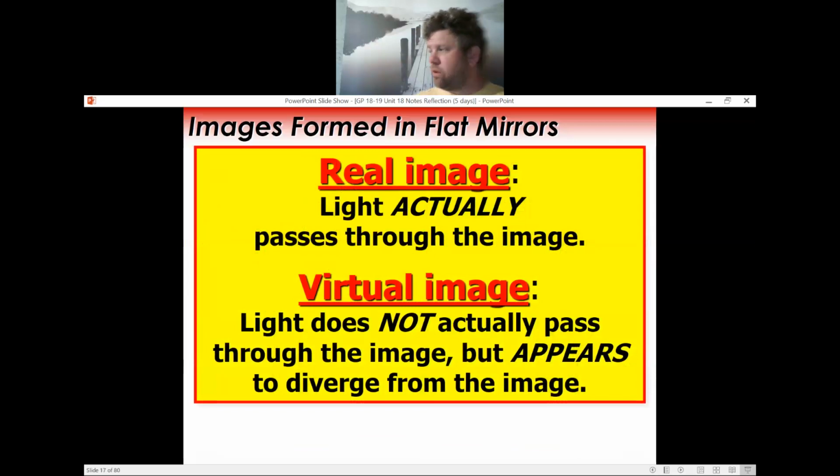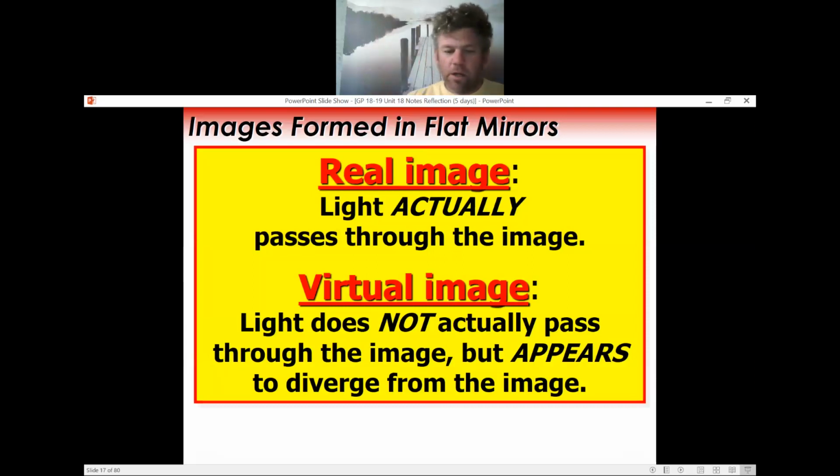So when we looked at my optics bench, the meter stick with the candle, with the lens, with the paper, that was a real image. The reason was because the light actually did pass through that image. A virtual image, light does not actually pass through, but appears to diverge from that image. So when we look in that mirror, that's a virtual image. When we drew with the concaves, the ones that were fat on the top and skinny in the middle, when we saw the image on the same side as the object, those were virtual images. Light did not actually pass through there. That light actually went out and spread out and went away from us.